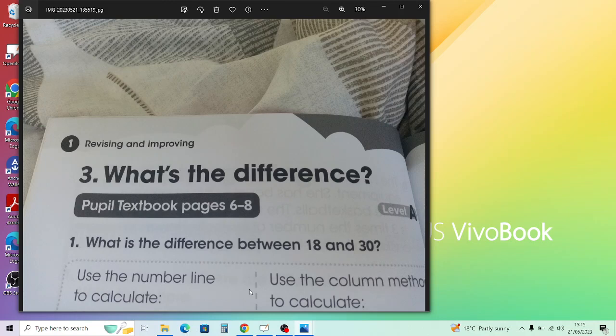Write number sentences and work out the answer. Which number is 47 more than 23? So it's 23 plus 47. Which number is 15 less than 50? 50 take away 15. And question 5, apply.